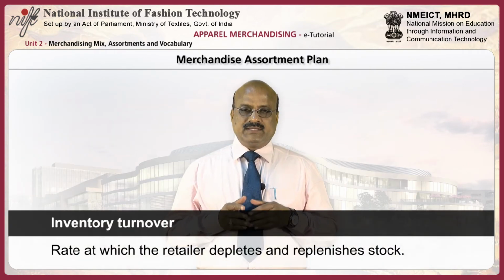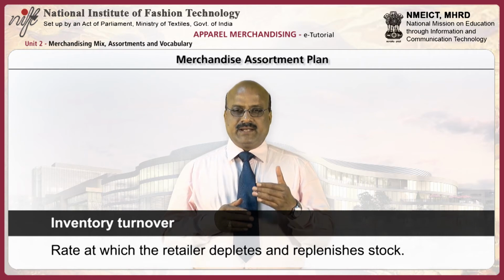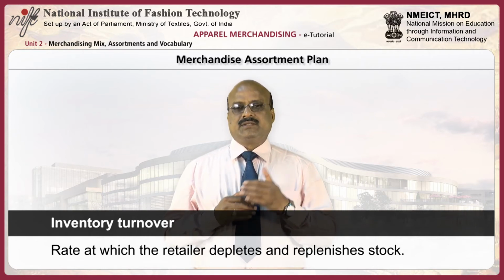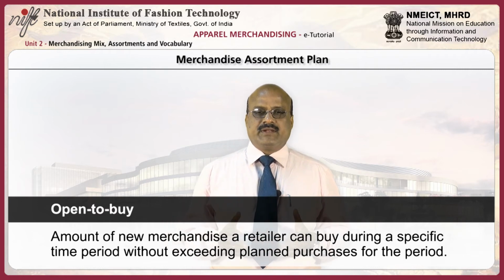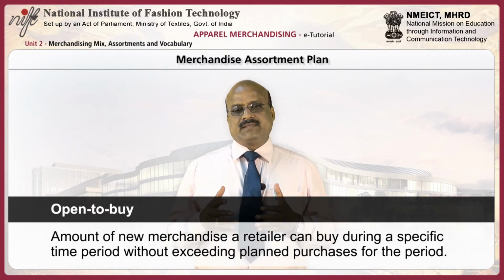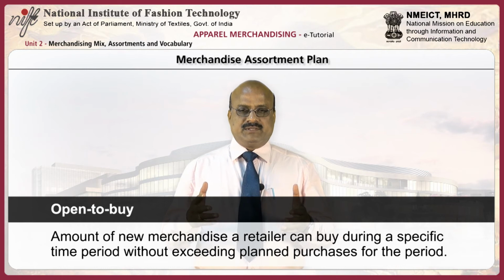Inventory turnover is the rate at which the retailer depletes and replenishes the stock. Open to buy is the amount of new merchandise a retailer can buy during a specific time period without exceeding the planned purchase for the period.